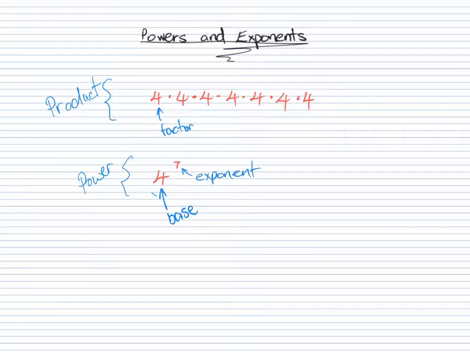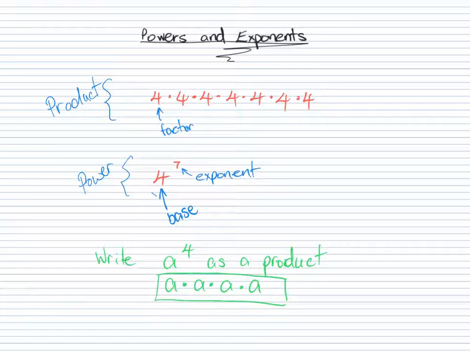So for example, if I said to you, write a to the 4th as a product, what would you do? Well, hopefully you'd write a multiplied by a how many times? By itself, 4 times. And that would be the answer, a to the 4th as a product.